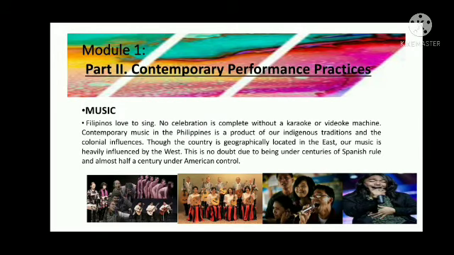The first one, we have music. Filipinos love to sing. No celebration is complete without a karaoke or videoke machine. But in reality, not all Filipinos have the talent to sing. Why are they good? It is because of the culture in the Philippines. Most families have their own karaoke at home. In this way, they can enhance their own voice to become a good singer.